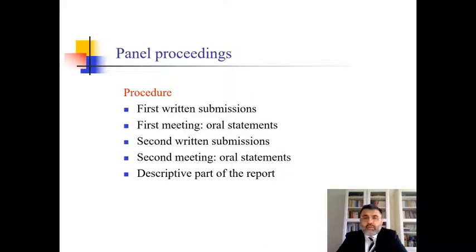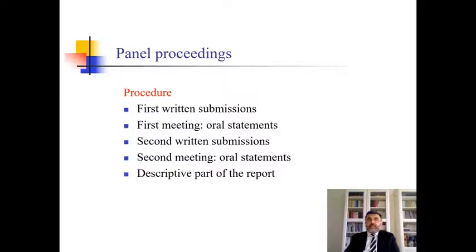A portion of this first meeting is going to be dedicated to the third parties. It is called the third party session of the first meeting. So in the first meeting with the parties, the panel is going to hear oral views, right? Oral arguments of the parties. The panel will ask questions to the parties. The panel also will give a chance to the parties to ask each other questions through the panel.